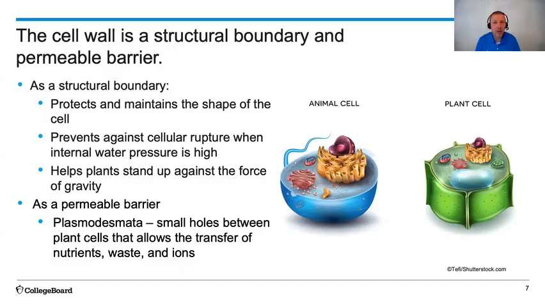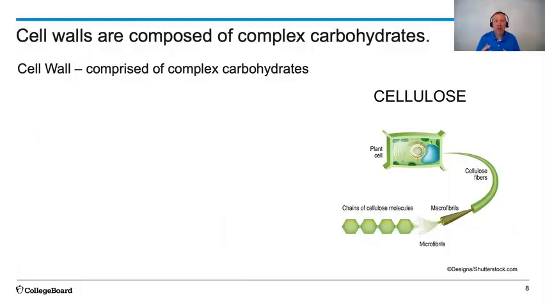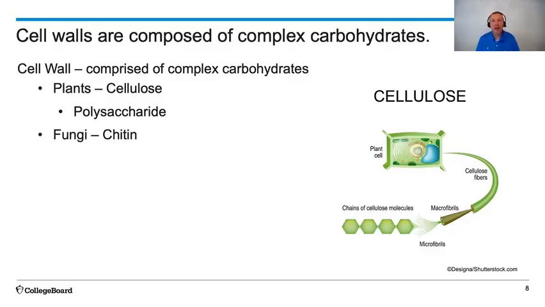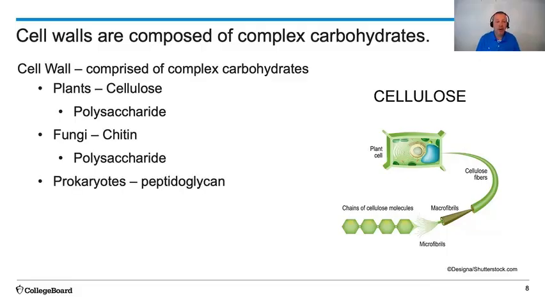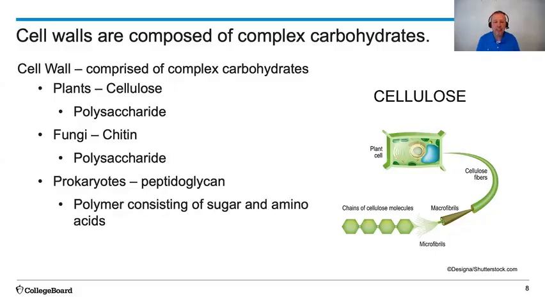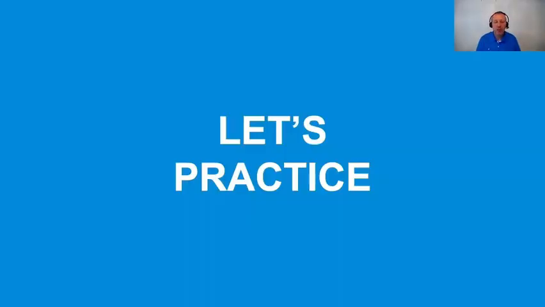However, one thing I do want to point out is do remember that animal cells do not have these cell walls. The cell walls are composed of complex carbohydrates. You will find cell walls in plants, and they're made up of cellulose, which is a polysaccharide. You'll find them in fungi, and they're made up of chitin, which is another polysaccharide. And finally, you'll find them in prokaryotes in the form of peptidoglycan, which is actually a polymer consisting of sugar and amino acids. So let's practice what we learned today.